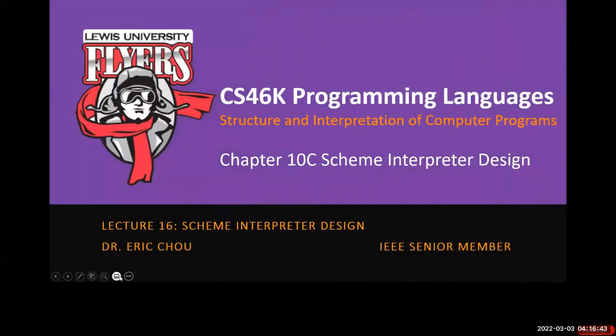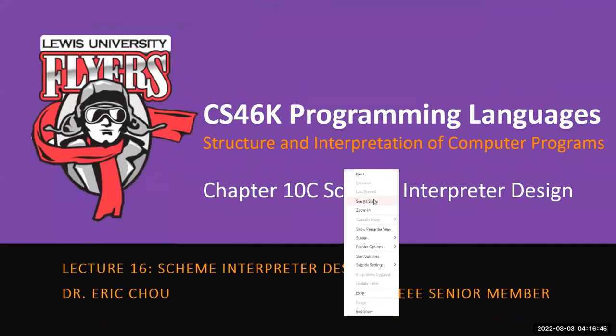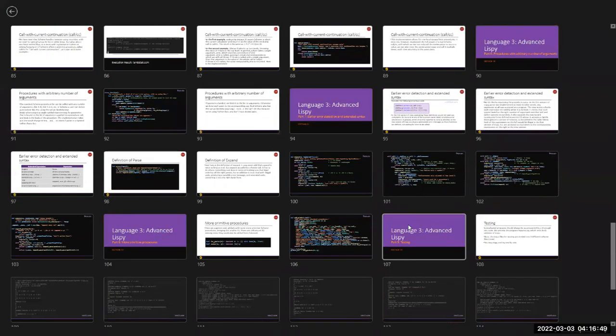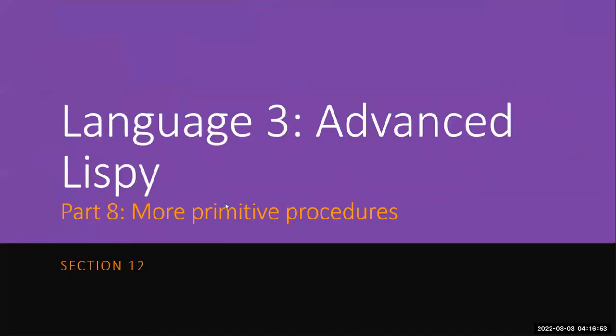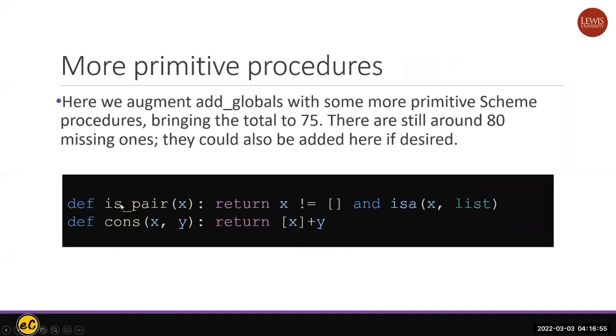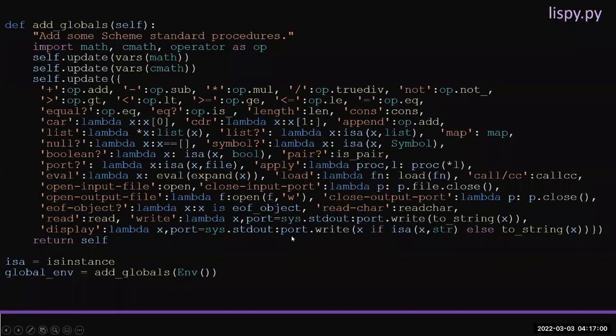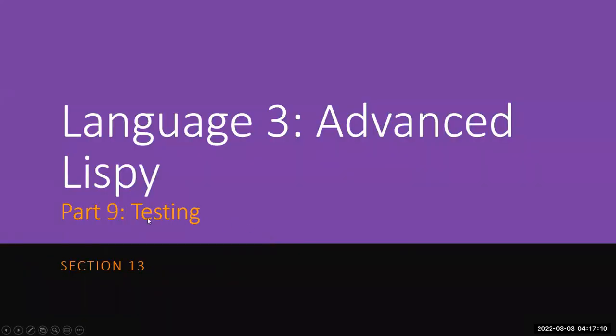So primitive procedures are very important because most of the time we are calling the built-in functions to perform some operation. So here we actually have the pair const function. We do have more global functions, so more functions are being added in here, okay. And we can do testing.